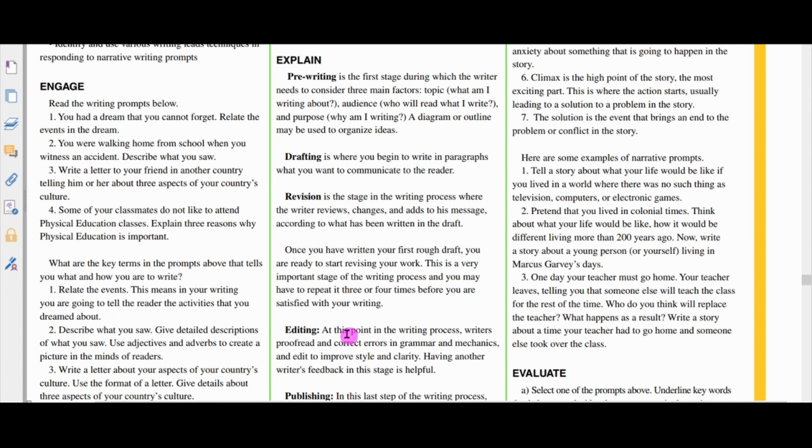Go ahead, complete the activities. Remember to look at the prompt, and a prompt usually has the scenario and the instructions. Look out for those keywords, those verbs that tell you exactly what you need to do.